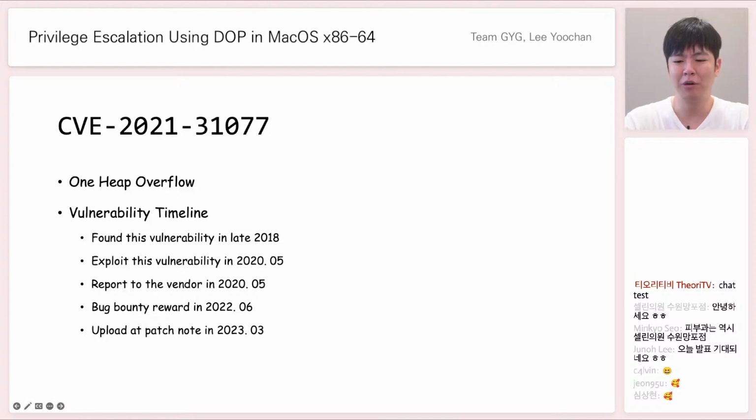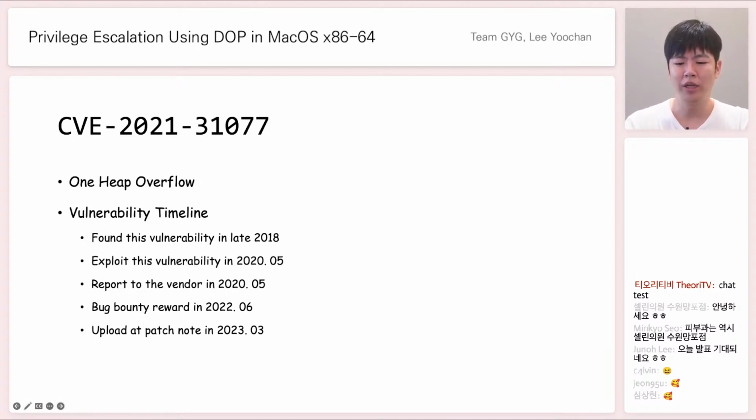Someone may think this bug is too old to present in 2023. But as you can see, this bug was uploaded in the patch notes in March this year. We first found this bug in 2018 and exploited it in 2020. The reason it took two years is that we didn't have free time because I became a PhD student, so I spent a lot of time writing a paper.